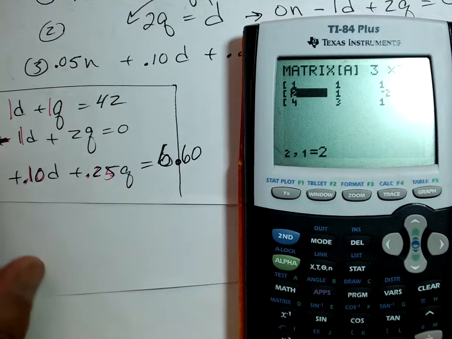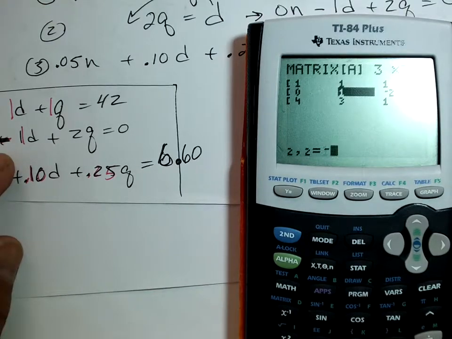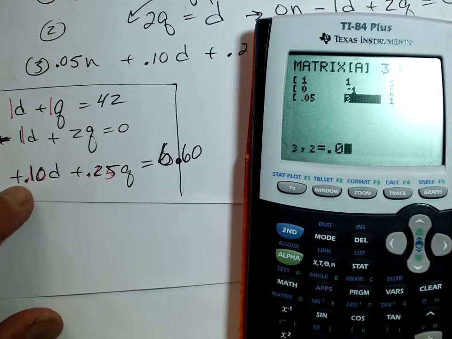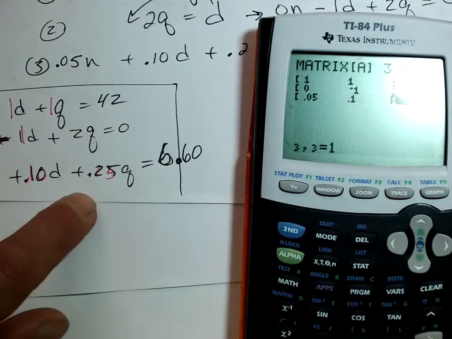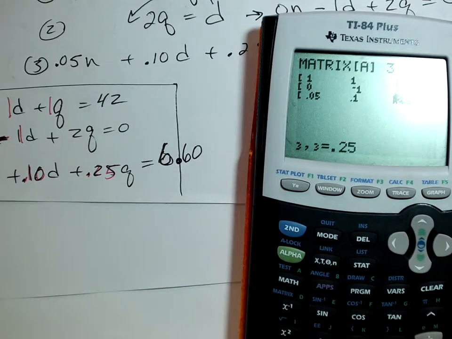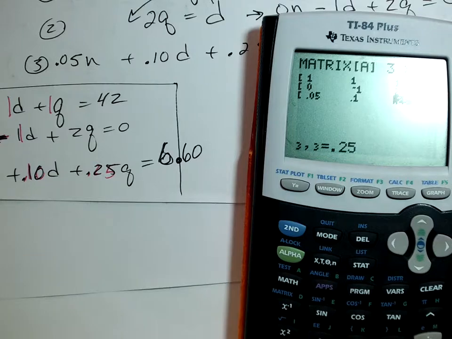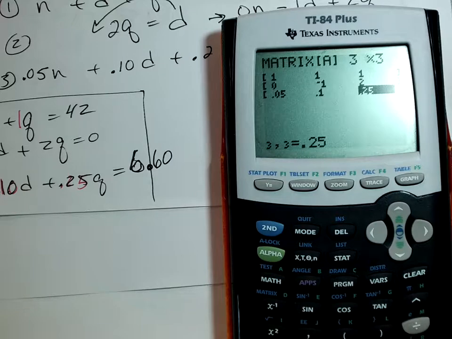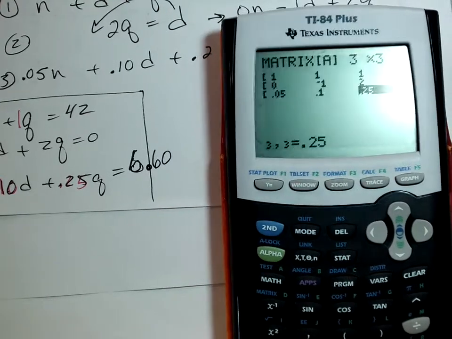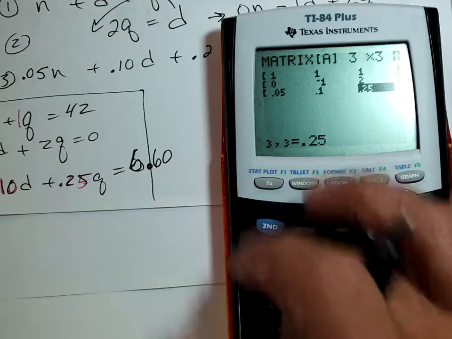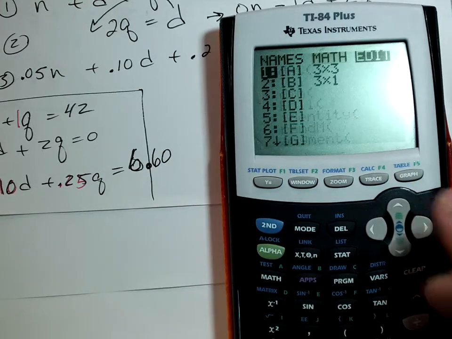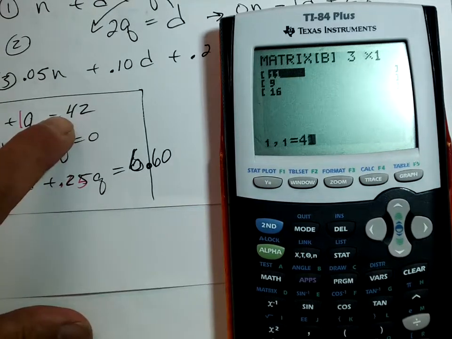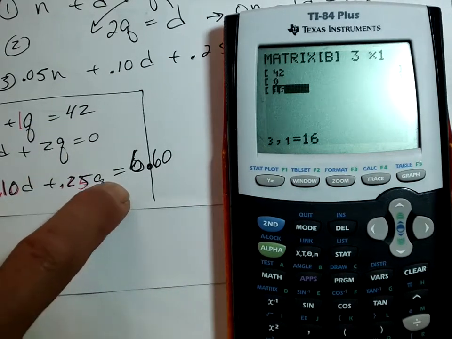Okay. And then I'm going 0, enter, negative 1, enter, 2, enter, 0.05, enter, 0.10, enter, 0.25, enter. Okay, right? Put all my numbers into matrix A. So I just created matrix A. Is it 2 by 1? 3 by 3. It's got to be 3 by 3. All right, and now I'm going to go back to matrix. I'm going to edit B, right? 3 by 1. And I'll put in my 42, 0, and, thanks Seth, 6.60, right?